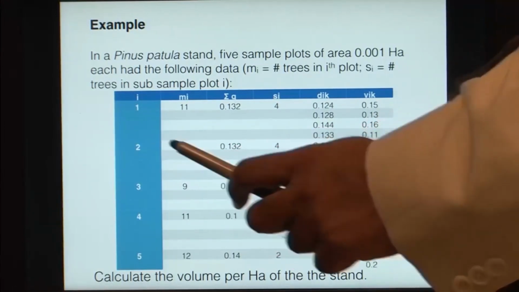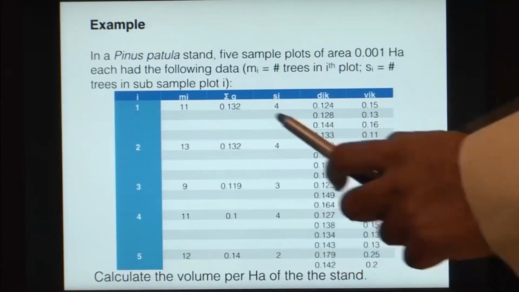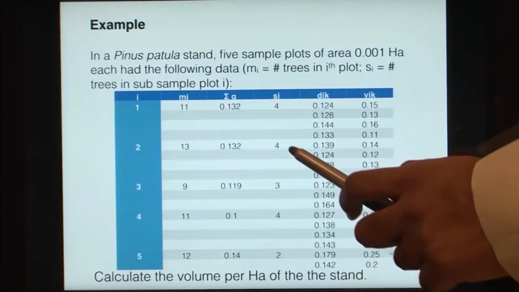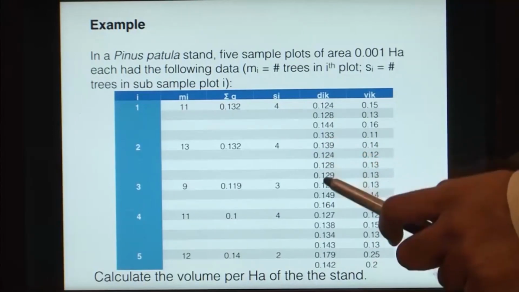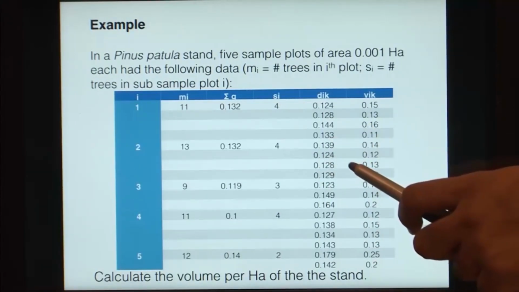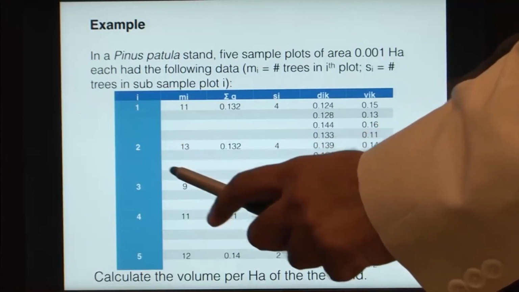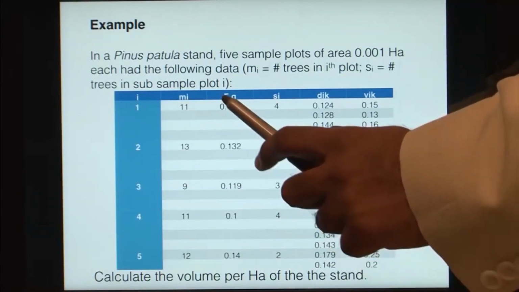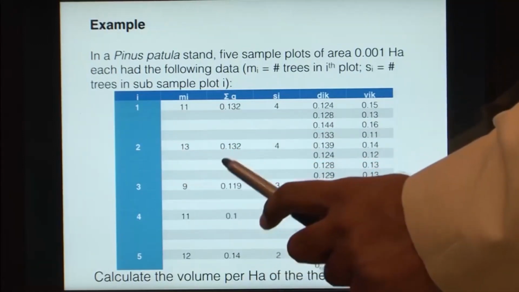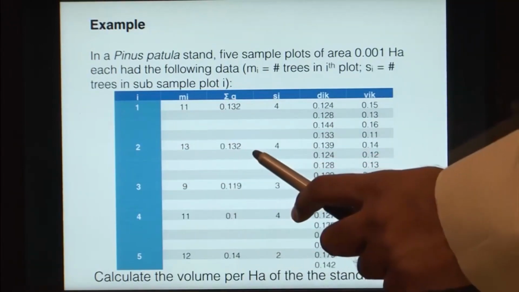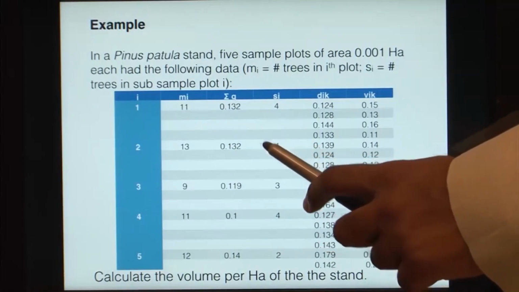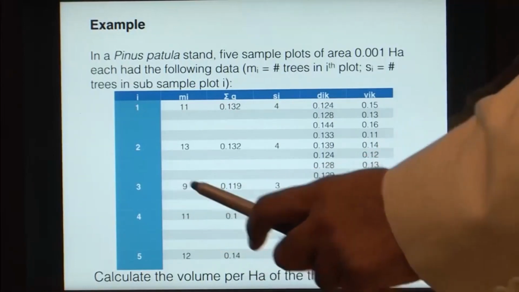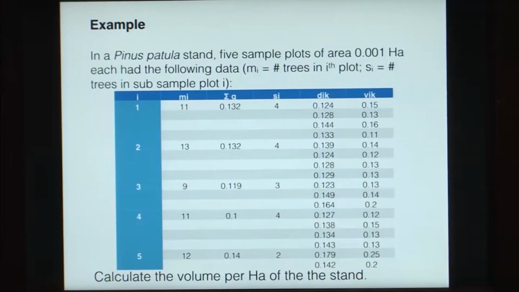Similarly, for the second sample plot, out of 13 trees you took a sub sample plot of 4 trees. Out of these 13 trees, for 4 trees you have measured the diameters and the volumes completely, whereas for all these 13 trees you have figured out the basal area and the sum of the basal areas. So, for these 13 trees you have the sum of the basal area, and for these 4 trees you have individual diameter and volume values. Similarly, in the third, fourth and the fifth plot as well.